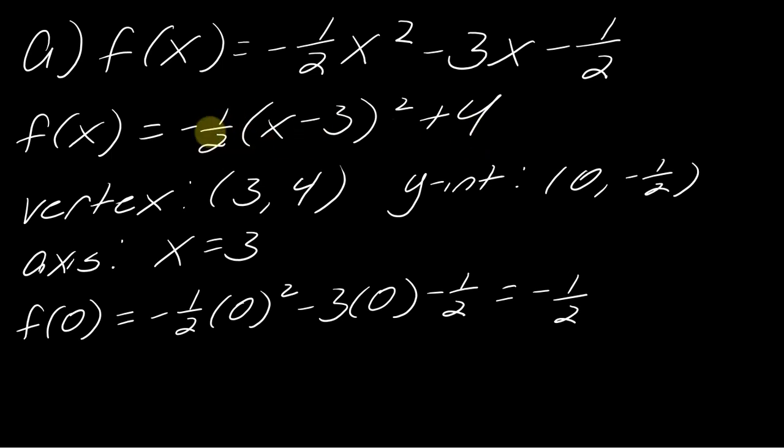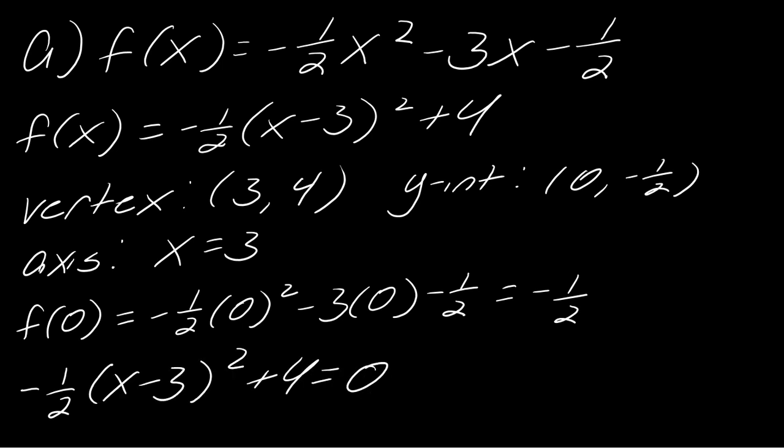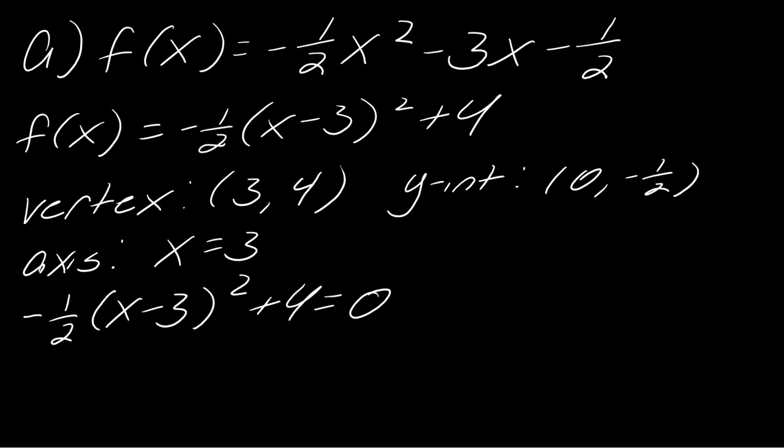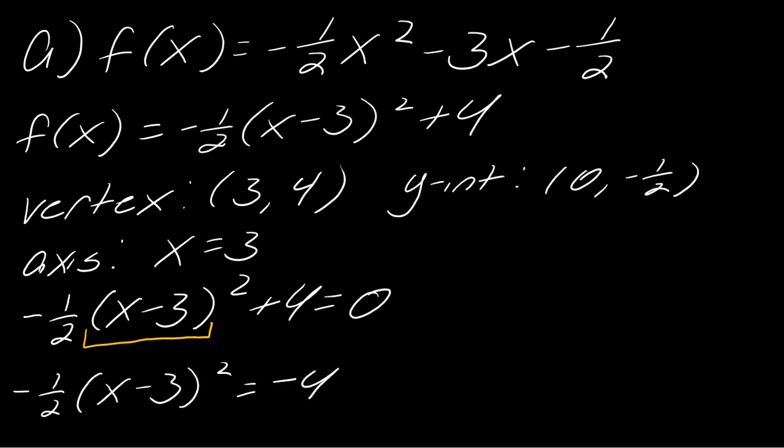So I'm going to set this equation equal to 0. But you could have set the first equation equal to 0 and solved it, and you should get the same answer. So if you want to go the other way, you can totally do that. All right, so now I want to use the square root property. So let me clear some space. To use the square root property, I need to isolate this thing right here. So the first thing I'm going to do is subtract 4. So this becomes -1/2 (x - 3) squared equals -4.